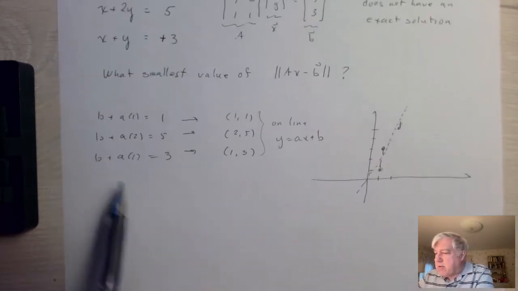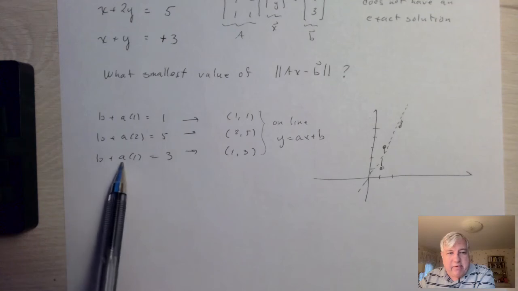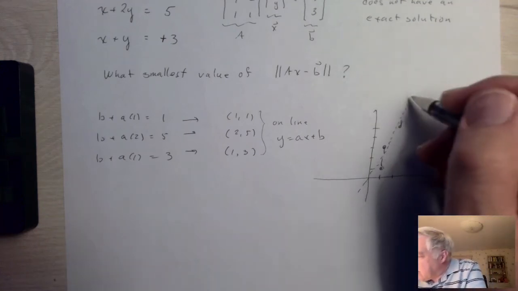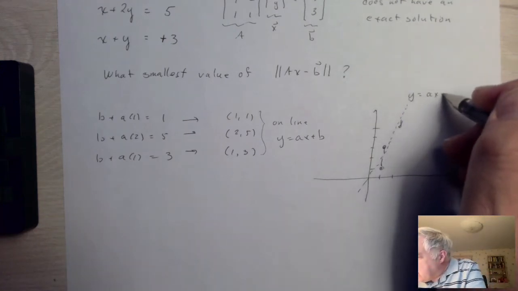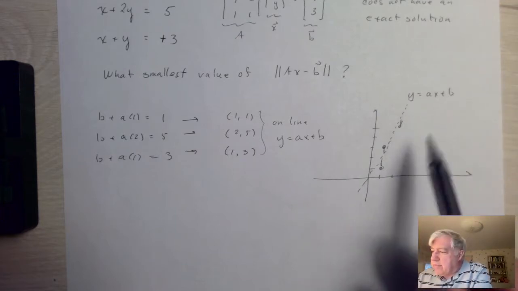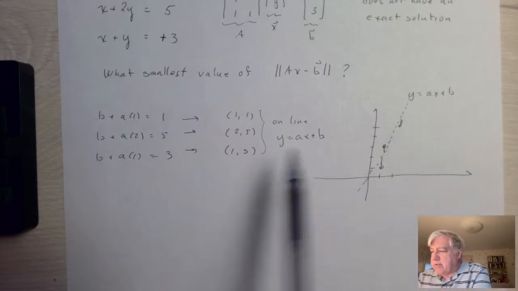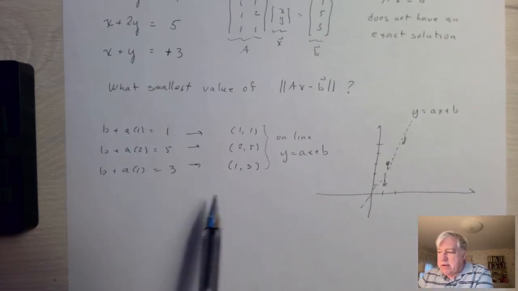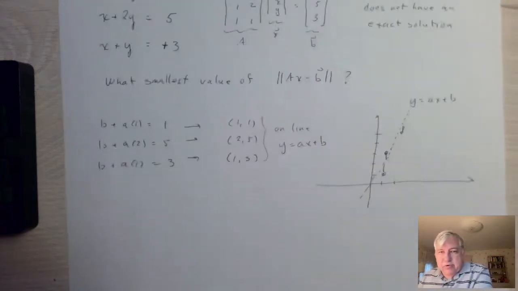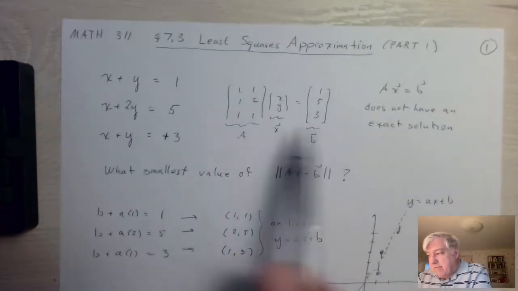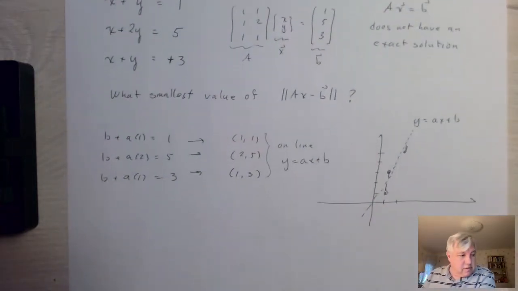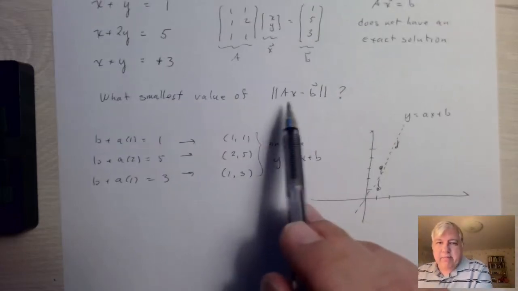In this case, though, we'd be looking for a and b, where a is, of course, the slope. This would be the line y equals ax plus b, where a would be the slope and b would be the y-intercept. But more importantly, these would be the variables of this equation that we're trying not to solve anymore, but to minimize this. So the question is, how can we minimize something like this?